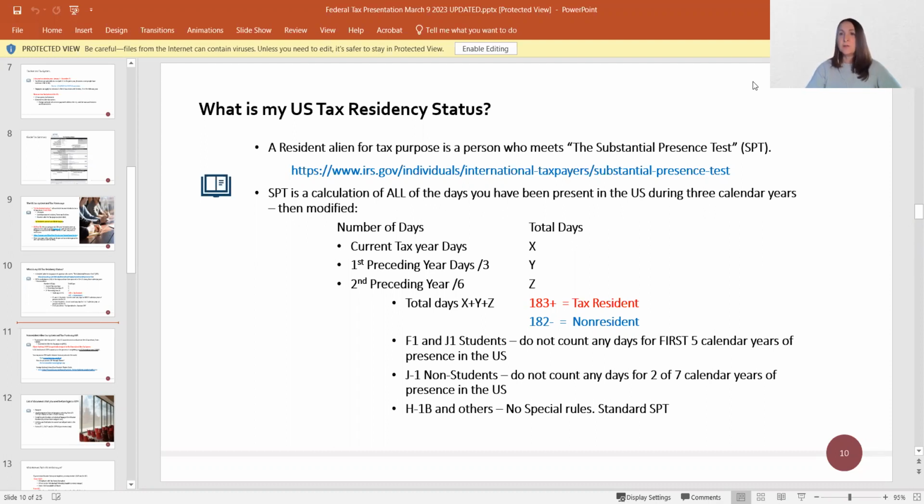There are, of course, exceptions, as you all know. Students on F1 and J1 visas are not residents for the first 5 calendar years. Even if they want to be residents, they're not allowed to be due to their status. Also, J1 non-students, mostly scholars here, do not become residents until they meet the 2 out of 7 years test of presence in the US. But everybody else, all visa holders, have to use this formula. And as soon as they meet the substantial presence test, they are taxed as residents.